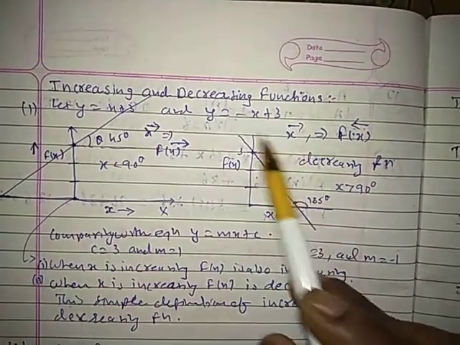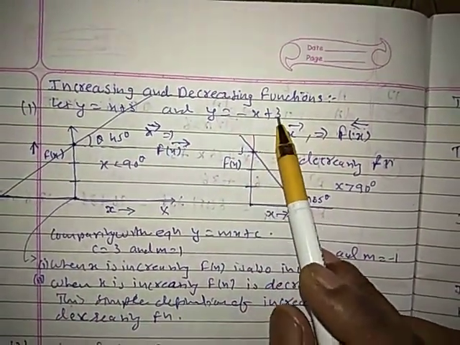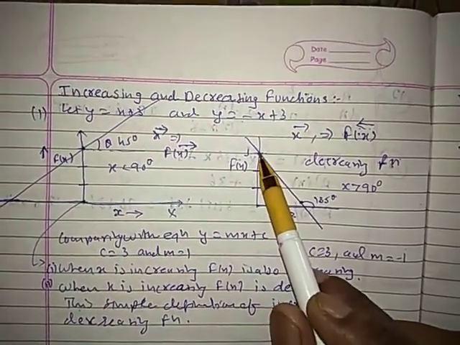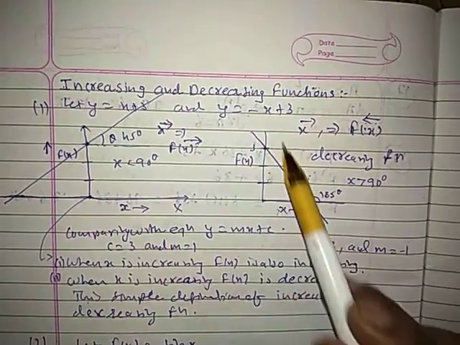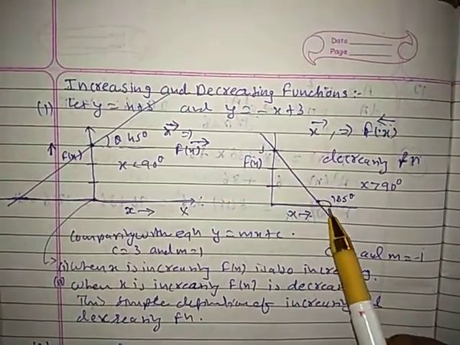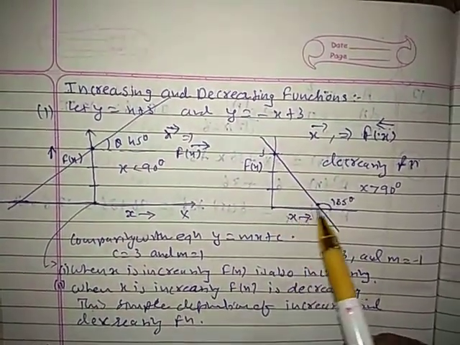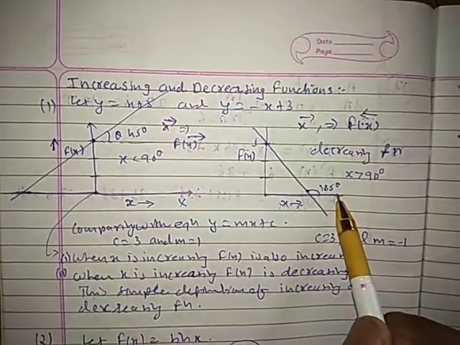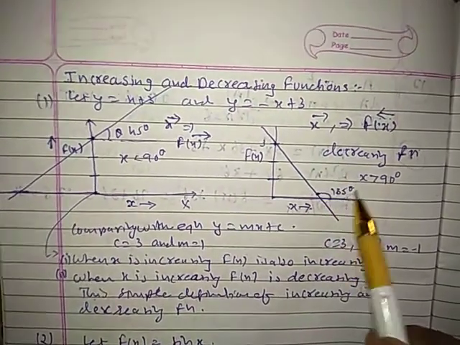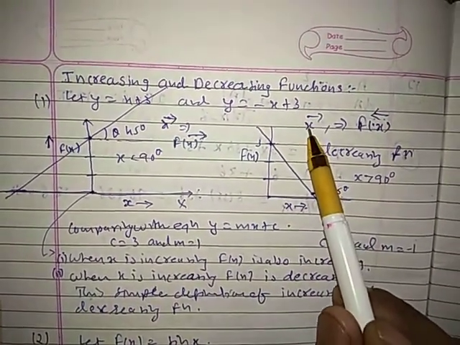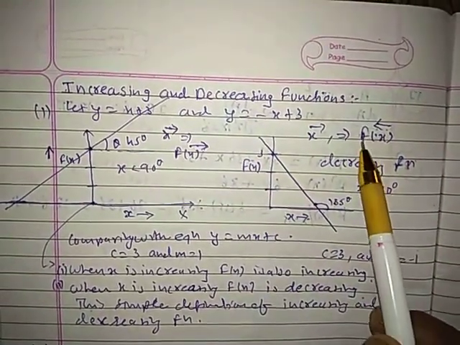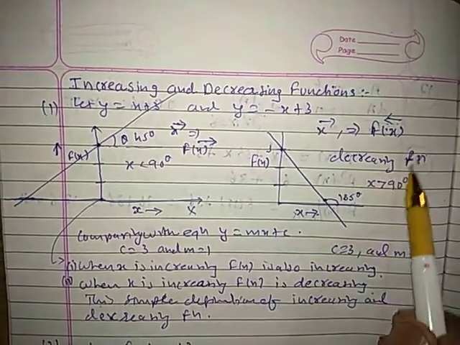And now you take y is equal to minus x plus 3. If you put x is equal to 0, y is equal to 3. Then x is equal to 1, what is the value? 2. So it is a decreasing function. What angle does it make with the x-axis? It makes an angle of 135 degree. So when x is increasing, y is decreasing. Y is decreasing means f of x is decreasing. So it is a decreasing function.